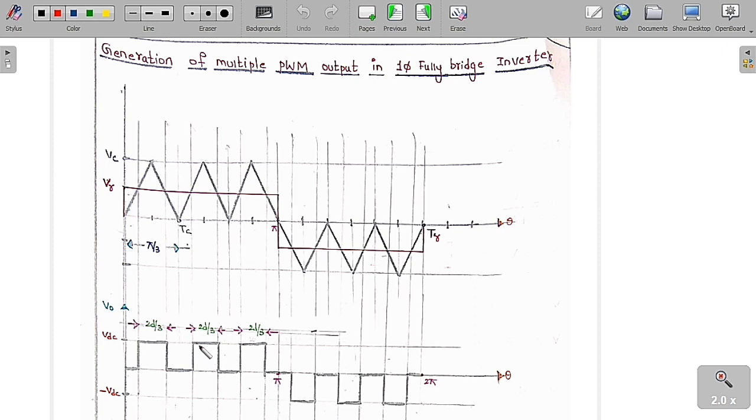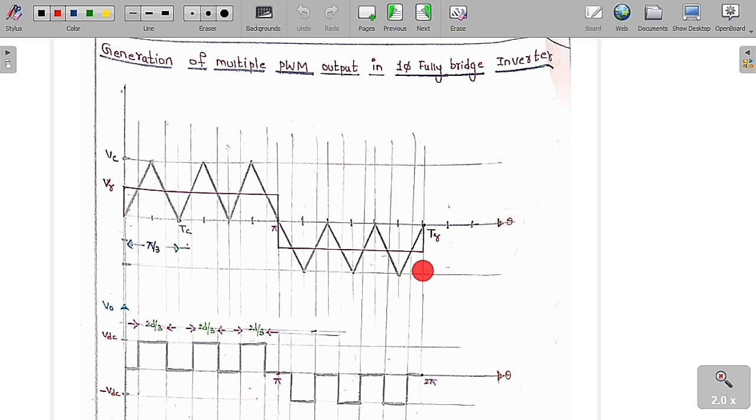I already told you overall pulse width is equal to 2D. So if you want the pulse width of each and every pulse, it is 2D by 3, because there are three pulses. Similarly here, minus Vc of t is greater than minus Vr of t.